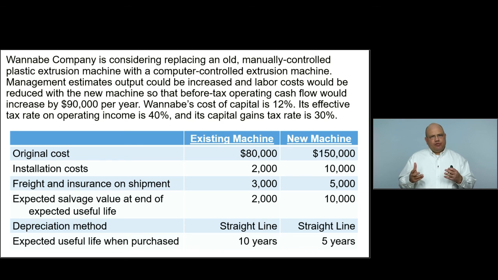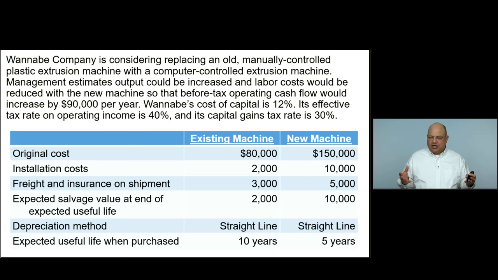Well, here we have 2 different tax rates, and this doesn't make the question more difficult. It adds another step in the calculations, perhaps. What this means is, if we have any efficiencies, either increased revenue or decreased expenses, that increase of $90,000 per year is going to be taxed at a 40% tax rate. But the sale of the old asset, the sale of the new asset at the end, that's going to be taxed at a 30% tax rate.